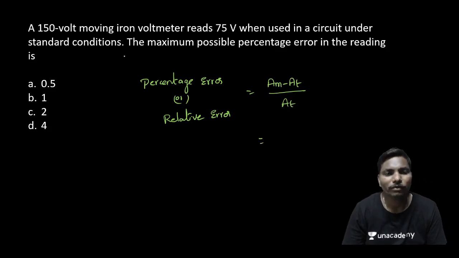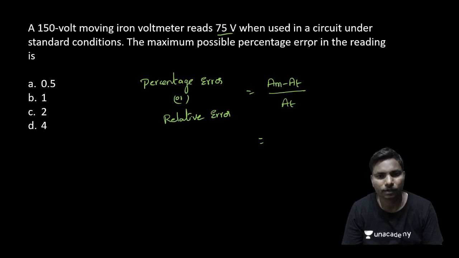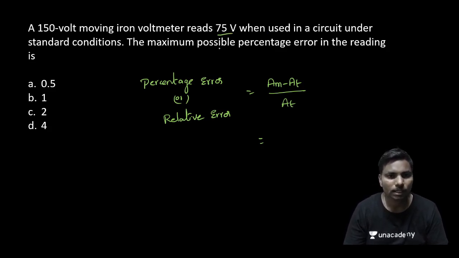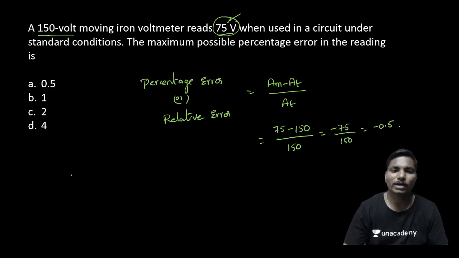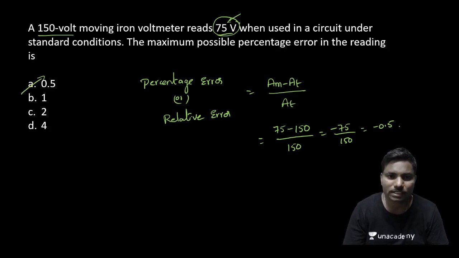So here a 150 volt moving iron meter reads 75 volts when used in a circuit under standard condition. The maximum possible percentage error in the reading is dash. AM minus AT by AT. So 150 volt is the rating of the voltmeter, and it reads 75 volt. Whenever it is measured, the measured value you are getting is 75, and the true value is 150. That is nothing but minus 75 by 150, that is 1 by 2, minus 0.5. But they have not given minus, so it is 0.5 only. Measured value minus true value. Whenever it reads this value, it means it measured this value.